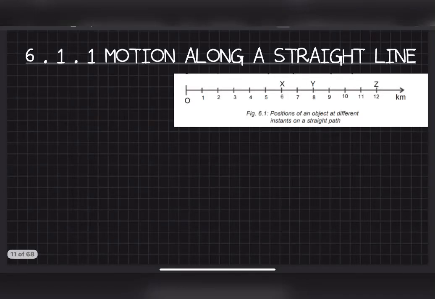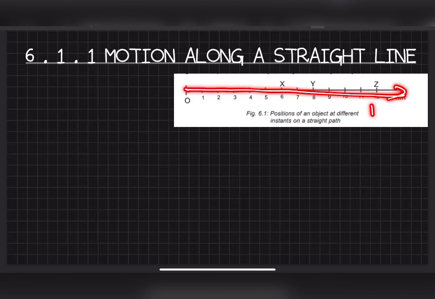Let's go next. Let's talk about motion along a straight line. Let us take this example. Now I have this 12 kilometer here. This is my distance, 12 kilometer.